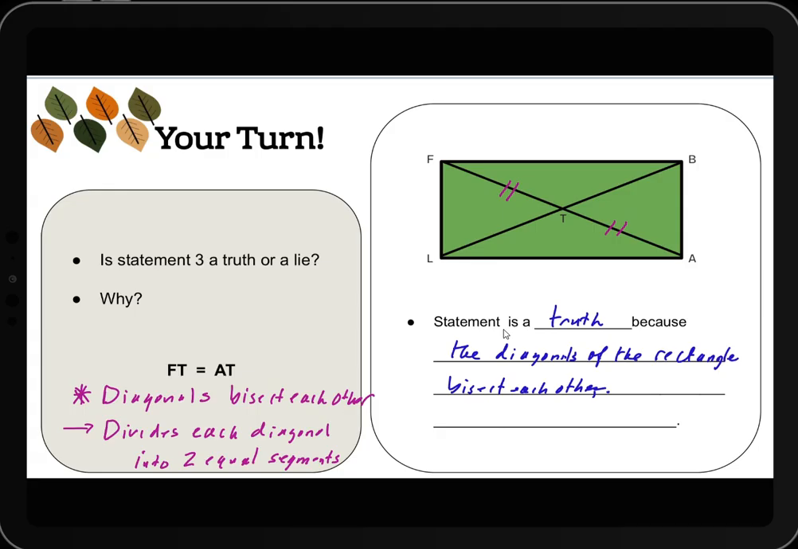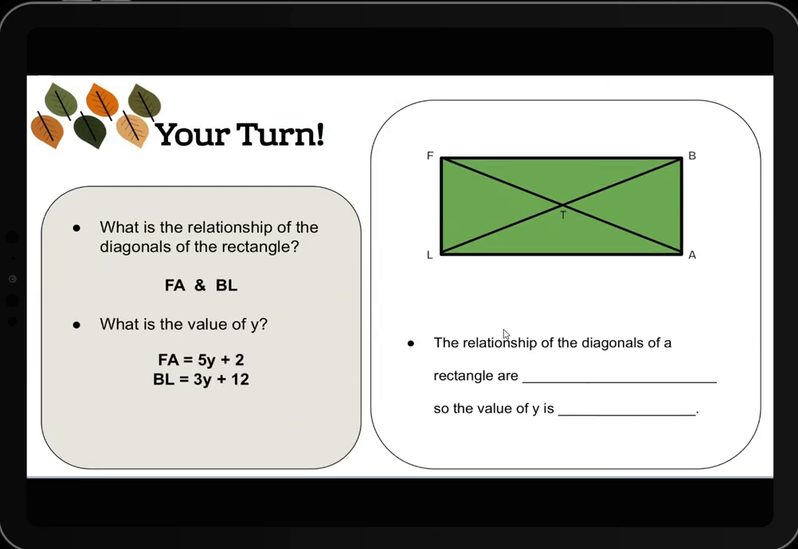In the final statement, we want to figure out, in this case rather, what the value of y is, and we want to know what the relationship is between the two diagonals. So we can work that relationship out. We know that in a rectangle, the diagonals FA and BL are going to be congruent. So that means the relationship of the diagonals of a rectangle are equal lengths. So equal lengths means I can take my two expressions for each diagonal and I can set them equal to each other, and I have an algebraic equation where I can solve for the value of y.